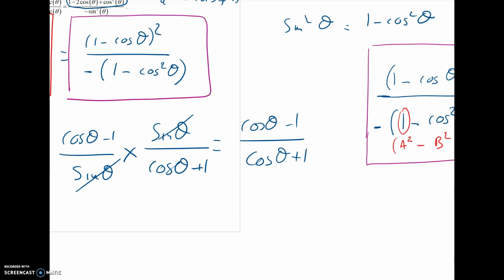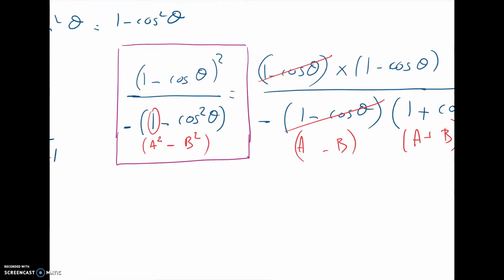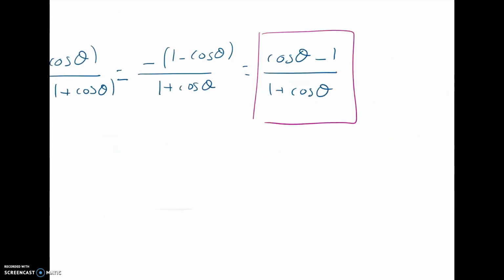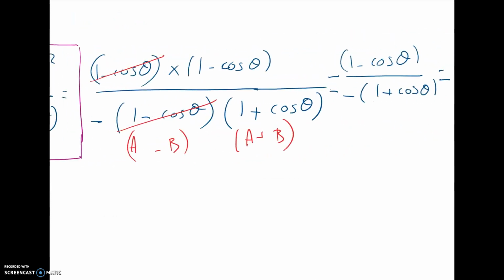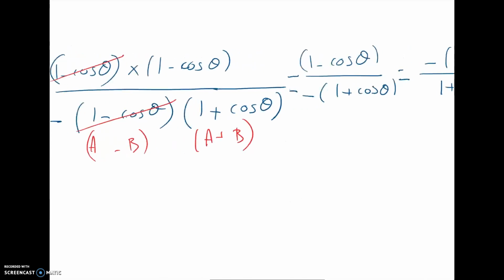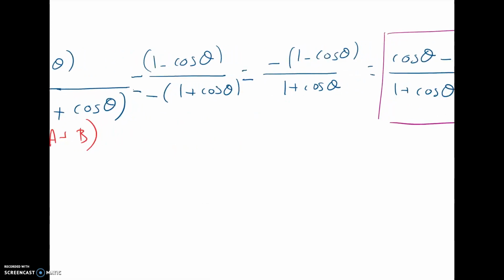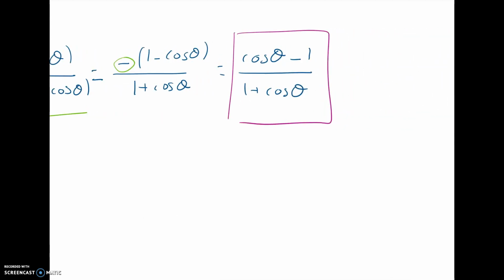Let's focus on the right side. When I focus on the right side, I can definitely see that 1 minus cos theta squared, the top, is basically 1 minus cos theta multiplied by 1 minus cos theta. And on the bottom, I have a squared minus b squared, which is (a minus b) times (a plus b). When I divide out 1 minus cos theta top and bottom, I end up with this. The fact the minus is on the bottom will be the same as if it is on the top. And so I distribute the negative, and now both sides of my equation, the red one and the purple one, are the same.